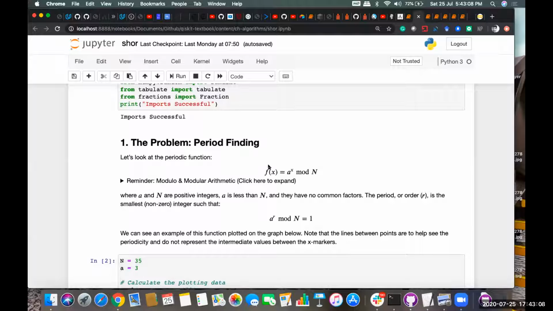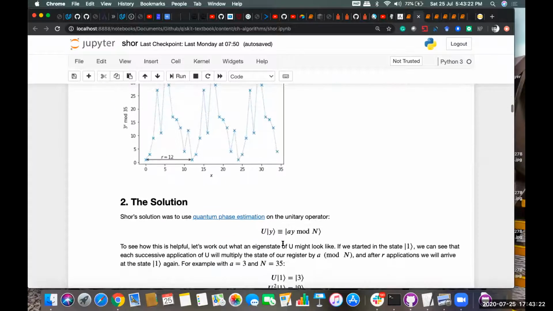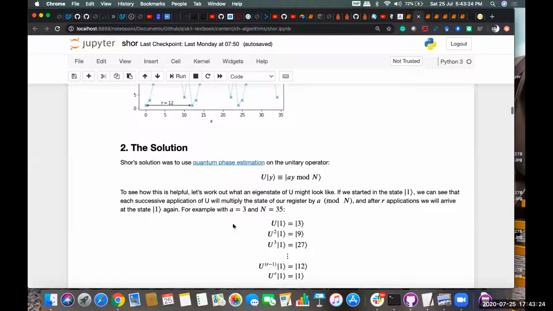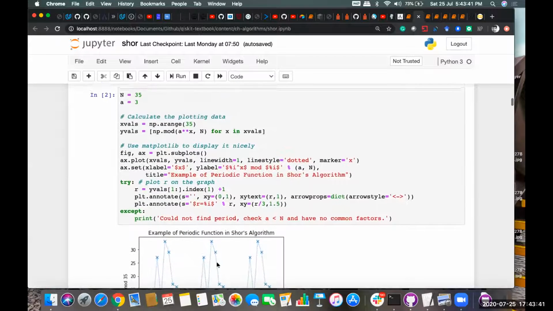So this modular function and all I have already discussed in the last lecture. Given a function of x, the periodic function can be given by f of x is equal to a to the power x mod n. And we have also seen several examples, which are also present in this notebook. Like if we have the value of a equal to 3 and n equal to 35, then after each unitary operation, what will be the quantum state, basically?